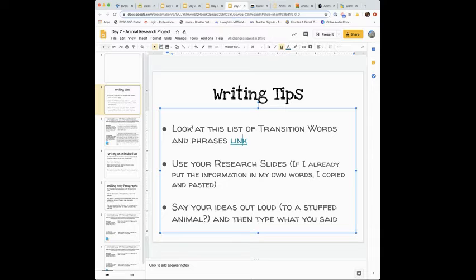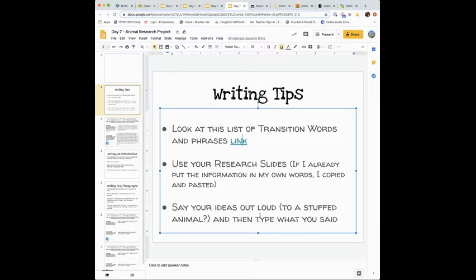All right, after it says, look at the list of transition words, it also says, use your research slides. If I already put the information in my own words, I copied and pasted. That's kind of a little tip. Say your ideas out loud, maybe to a stuffed animal, and then type what you said.